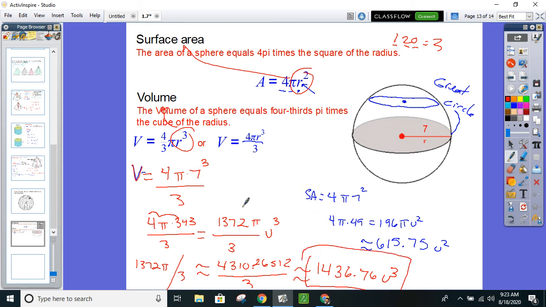This is what we call the exact one. Likely, you could leave it like that and it'll be correct. If it tells you to round, then do that, but if it doesn't, leave it like that.